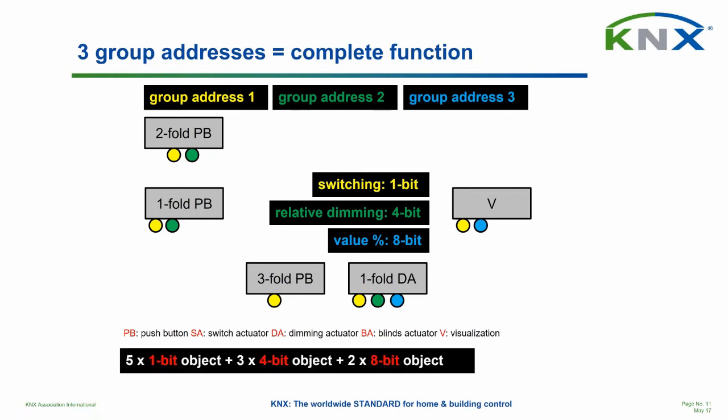Anyway, looking at the function, as a summary I can say that this function is a dimmable lamp. It consists of 5 1-bit objects, so 5 times yellow: 1, 2, 3, 4, and 5. 3 times 4-bit objects, 1, 2, and 3, and 2 times 8-bit objects, so 2 times blue. This is a situation where we need 3 group addresses in order to have a complete function for dimming.